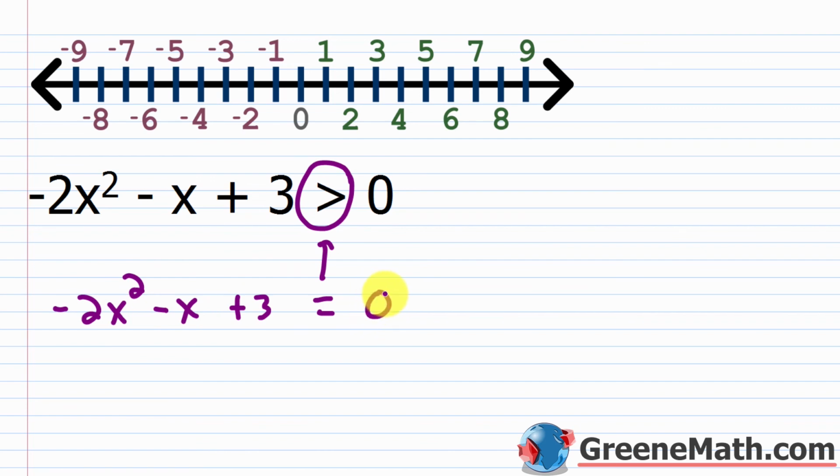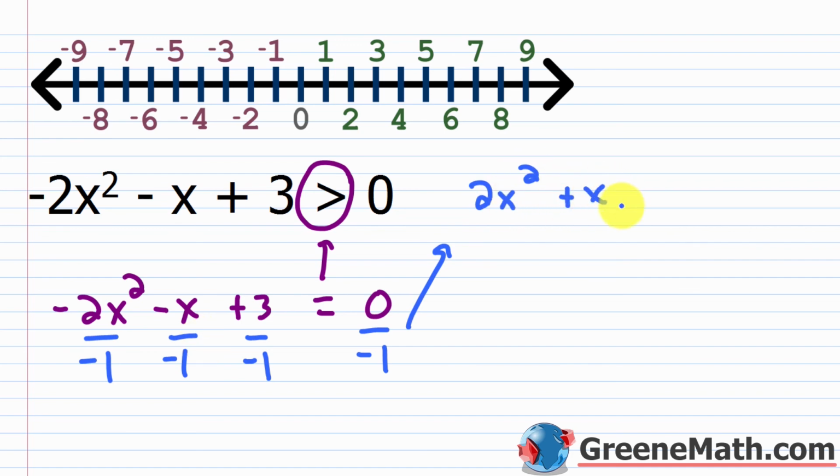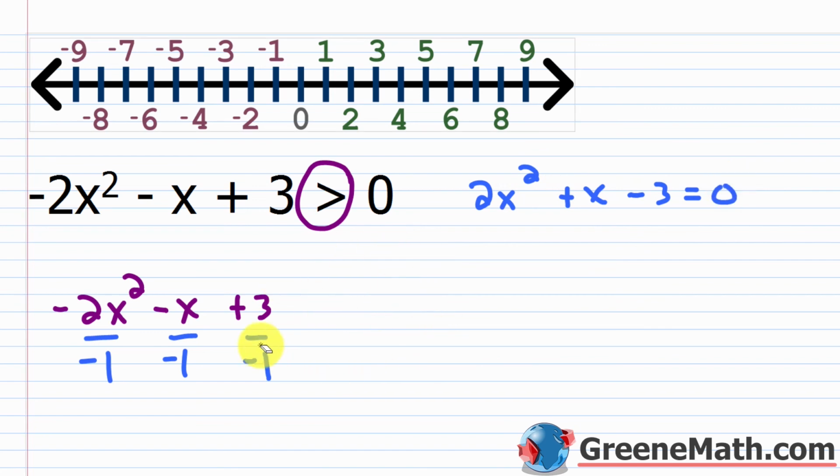I can solve this using factoring pretty quickly. So I know that I can first divide everything by negative 1 so that the leading coefficient is going to be positive. That just makes it easier for me to factor. So I'm going to say this is positive 2x squared, and then we're going to have plus x minus 3 is equal to 0. Okay, so let's just erase this.